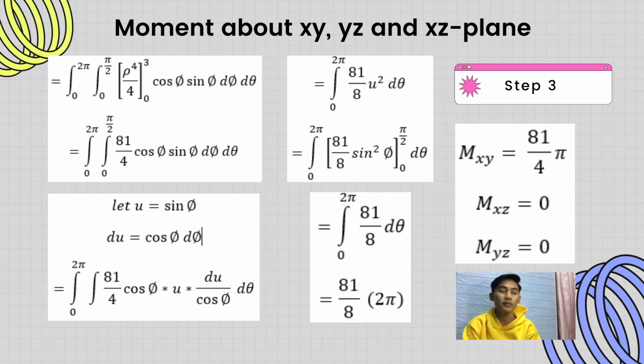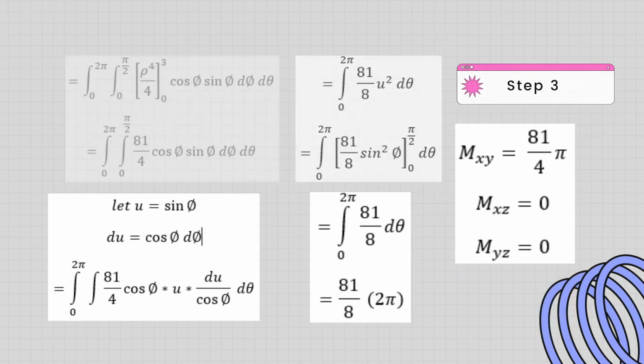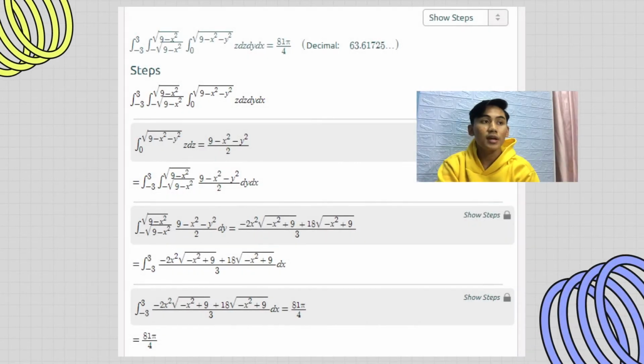And this 81 over 8 we integrate with respect to theta from 0 to 2 pi, we get 81 pi over 4 for the moment about the xy plane. For the moments about the xz and yz planes, they are equal to 0 because the solid is already symmetric about those two planes. We also checked the answer by using Symbolab for the moment about the xy plane, and the answer is correct, 81 pi over 4.